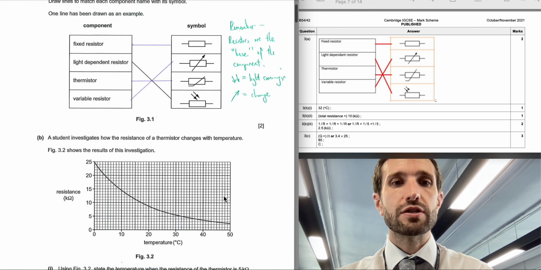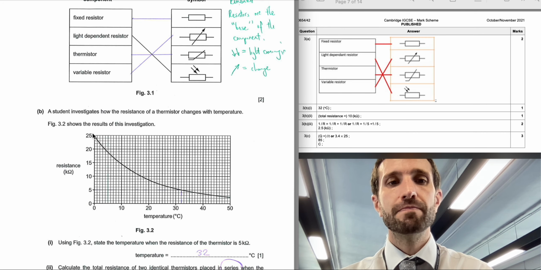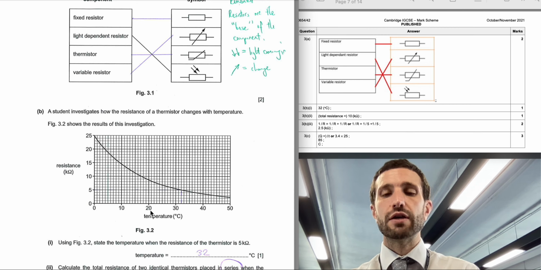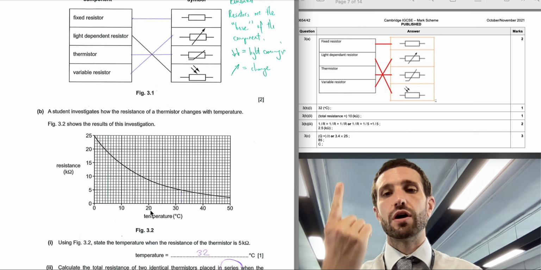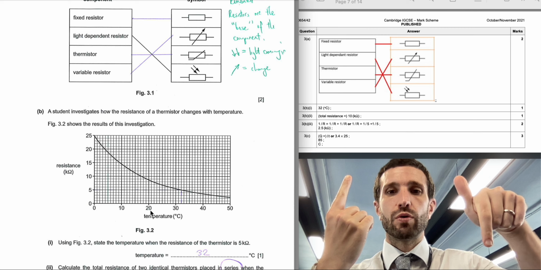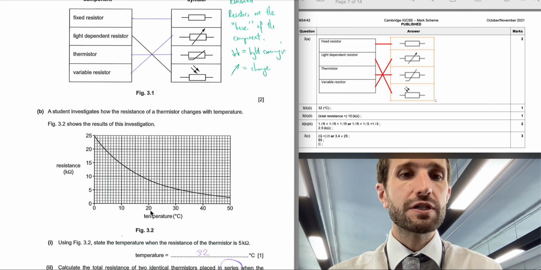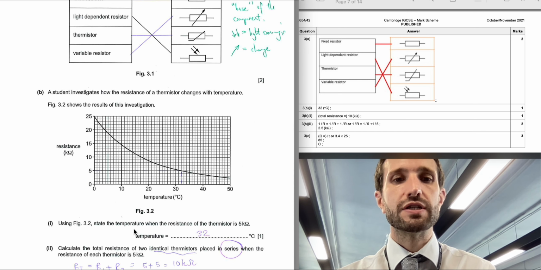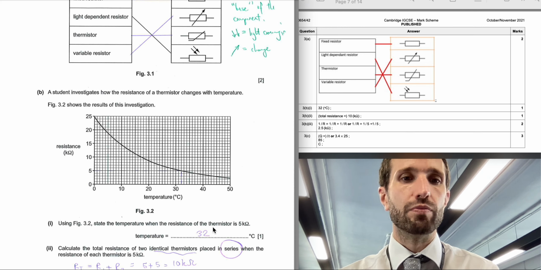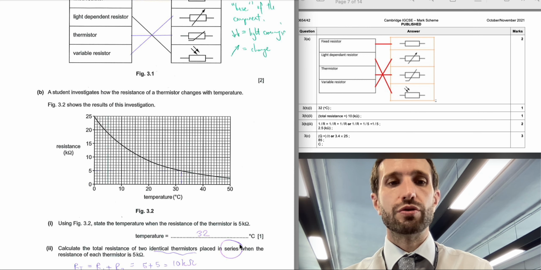Okay, we're then asked about a thermistor. Now this is fairly typical of CIE. You'll be given a graph of resistance against temperature. CIE uses negative temperature coefficient thermistors. And what that means, temperature up, resistance down. And so therefore you can see that quite clearly. Now first bit, you're being asked very simply to measure things. Use the figure to state the temperature when the resistance is 5 kiloohms. You're looking across there, and I make that 32 degrees.